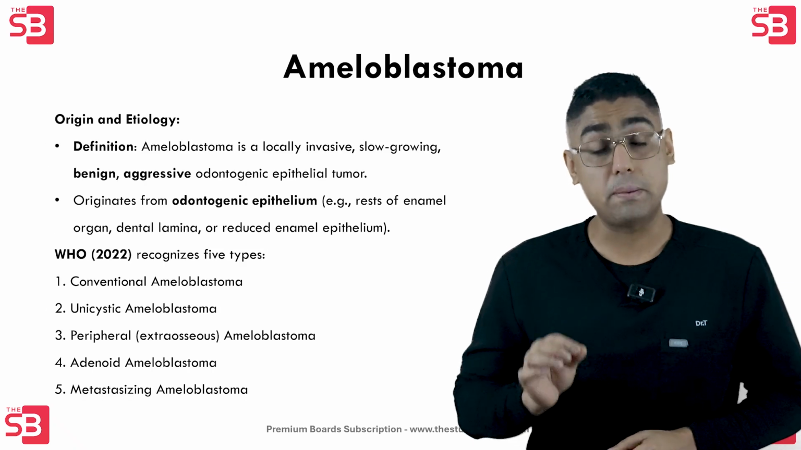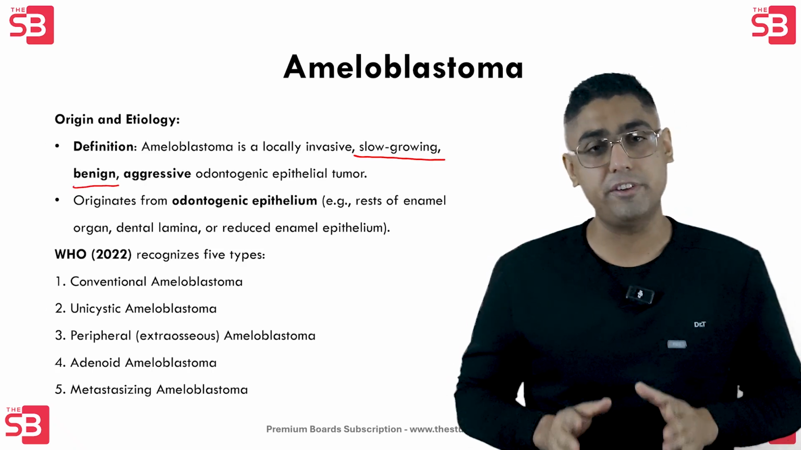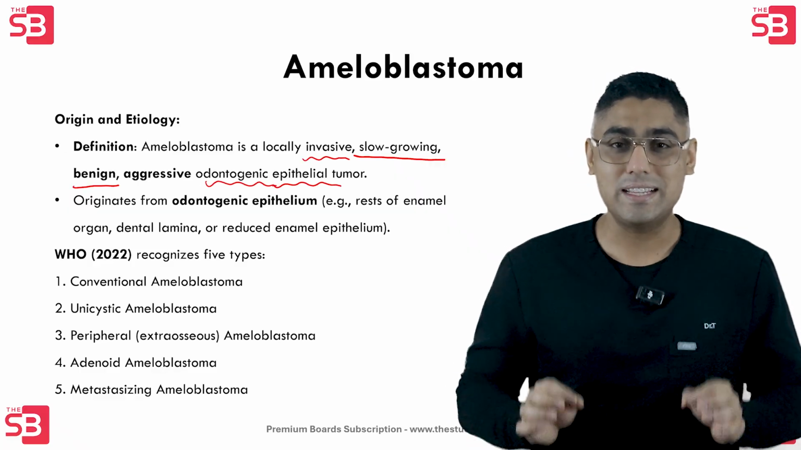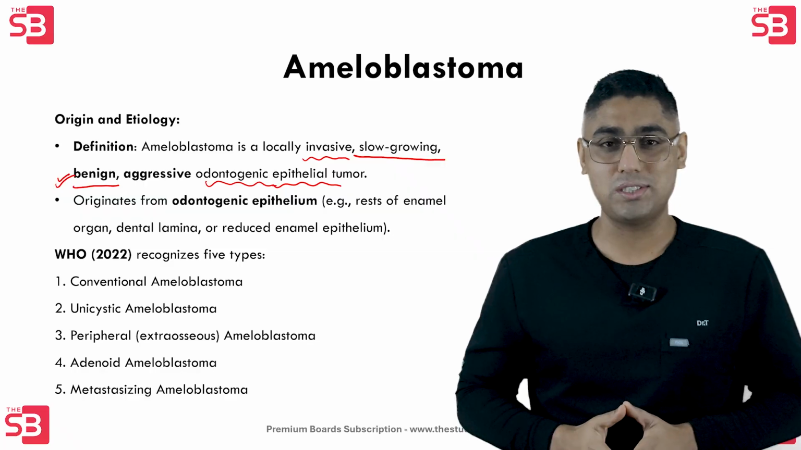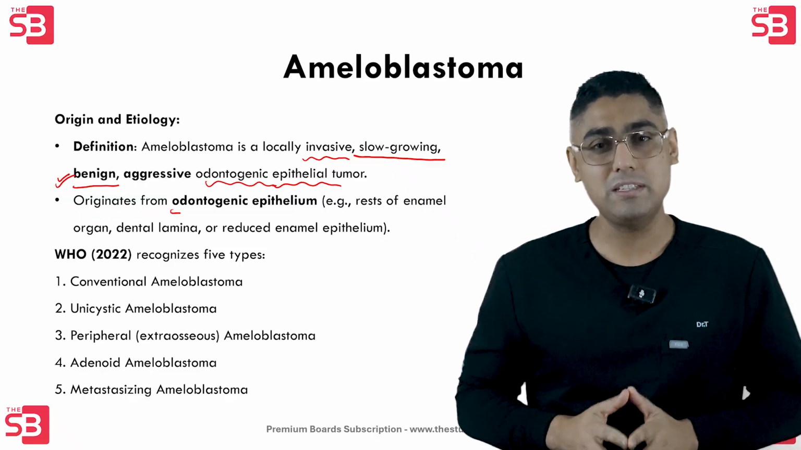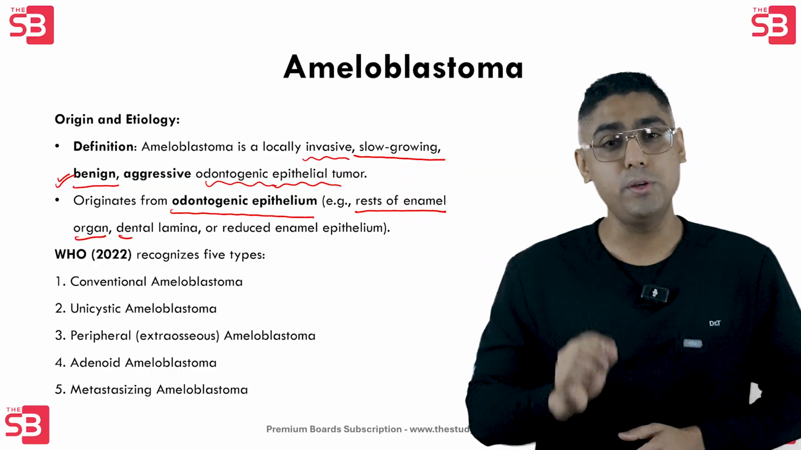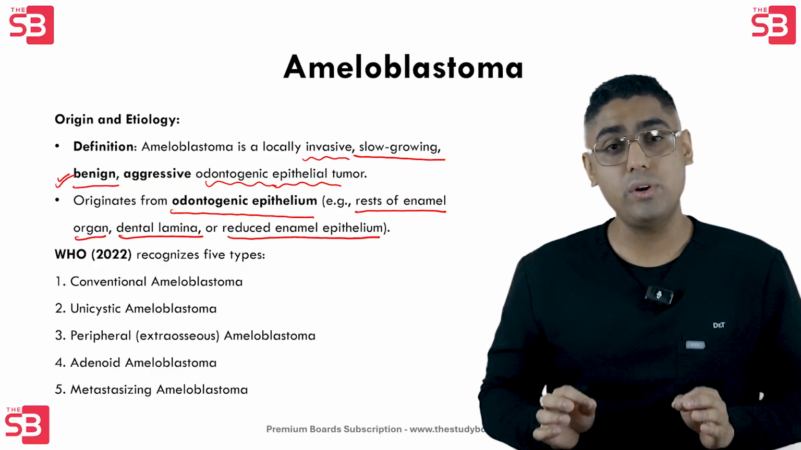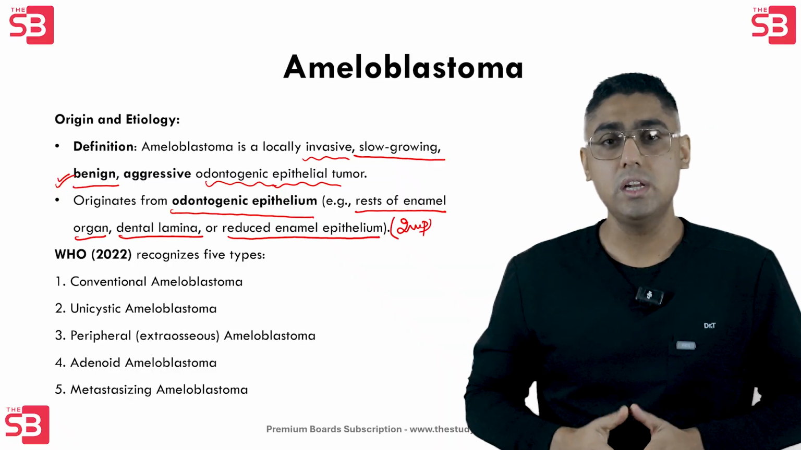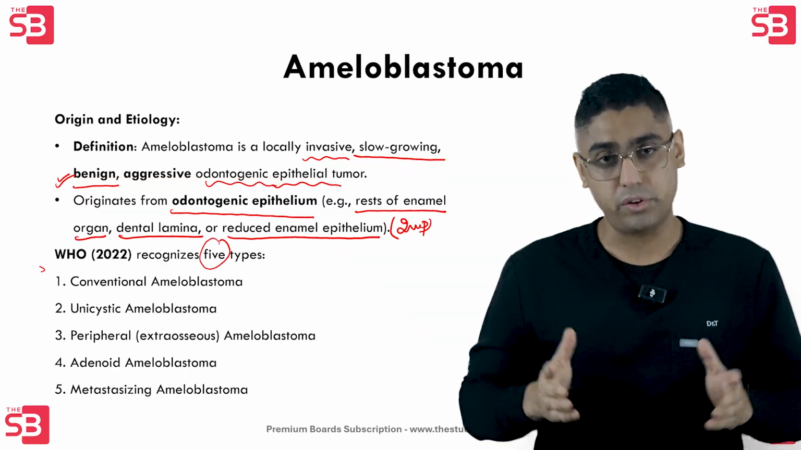Now, ameloblastoma is a benign, slow-growing, odontogenic epithelial tumor that is locally invasive and histologically benign, yet capable of extensive bone and soft tissue destruction. This is very important. And it arises from odontogenic epithelium, specifically from rests of enamel organ, dental lamina or reduced enamel epithelium surrounding developing teeth. Now, according to the 2022 WHO classification, ameloblastoma is recognized in 5 major types. I'm going to show that on your screen right now.